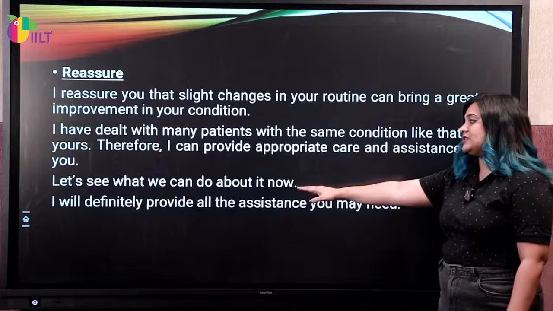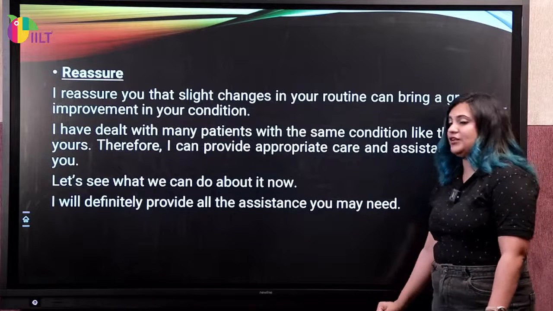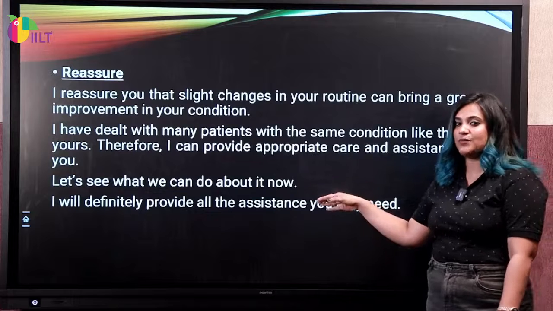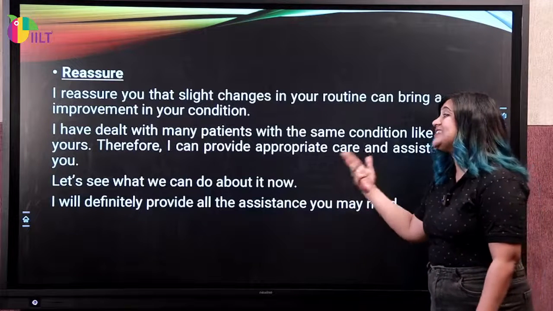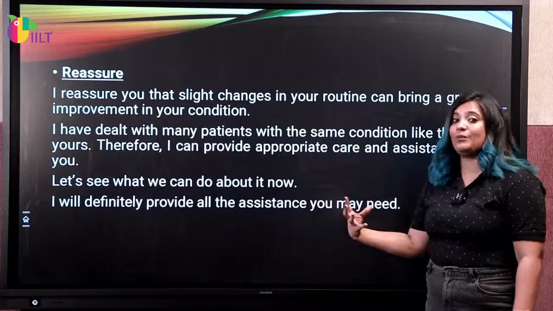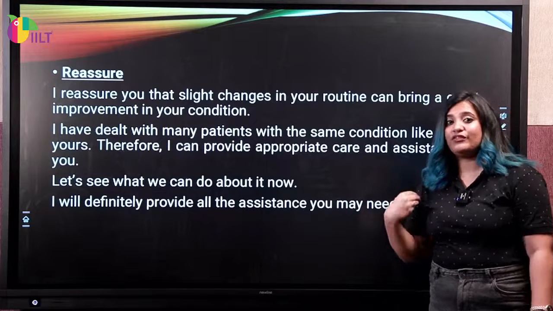Then you can use this statement: let's see what we can do about it now. When you use this statement, you are reassuring the patient that the patient is not alone. You said, let's see what we can do about it. That means the patient won't feel alone in that.